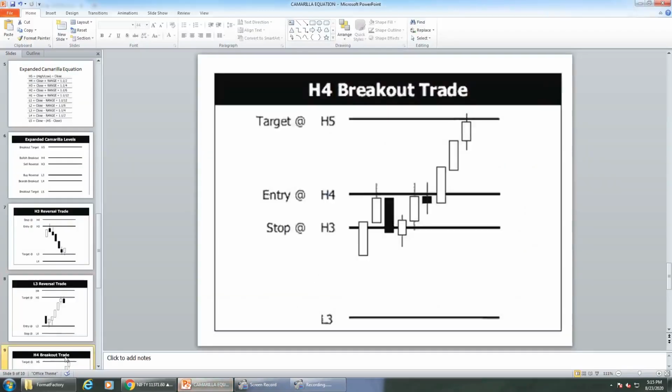Next type of trade is H4 breakout. So this is a breakout trade. How you can take a trade when it actually breaks the H4. See here, market opens between H3 and L3, and it tries to reverse, but still here it can't take a U-turn. It continues the momentum and breaks through this H4 and reaches H5, and H3 will be your stop loss.